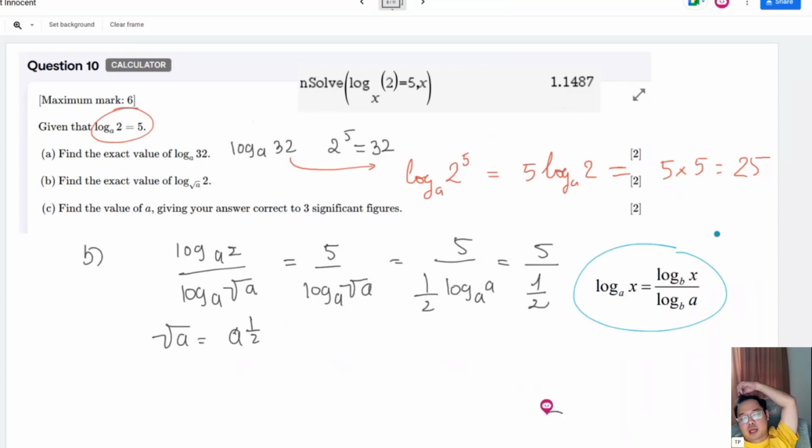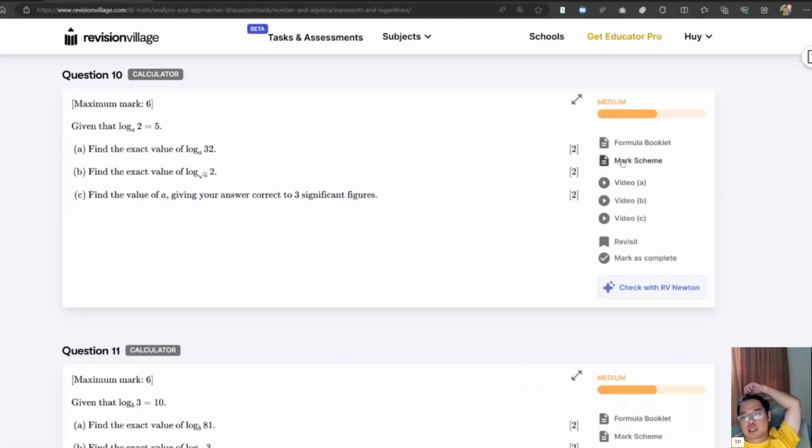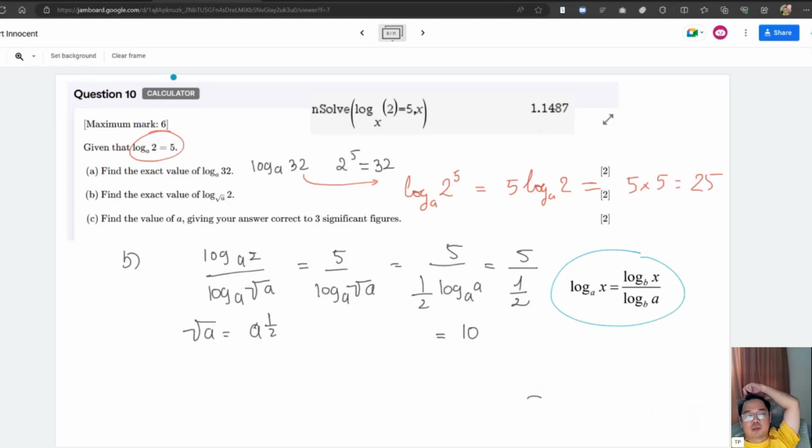Yeah, and 5 over 1/2 is equal to 10. Yeah, that's it. You can answer question 10. Okay. How many marks? 2 marks. Okay, so changing the base here is 1 mark. And the last result is 1 mark.